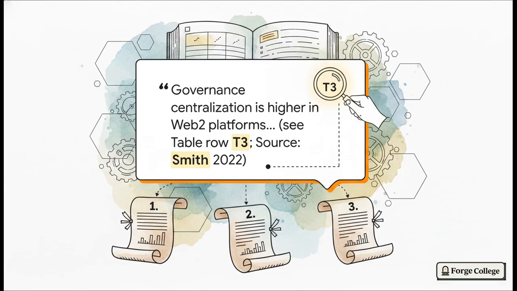Just like this. Governance centralization is higher in Web 2 platforms. See table row T3, source Smith 2022. Boom. You made a claim and immediately proved exactly where the numbers came from. That, my friends, is traceability in action.